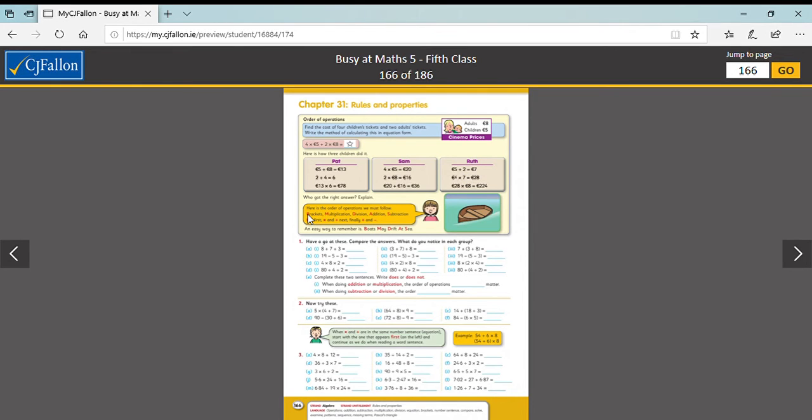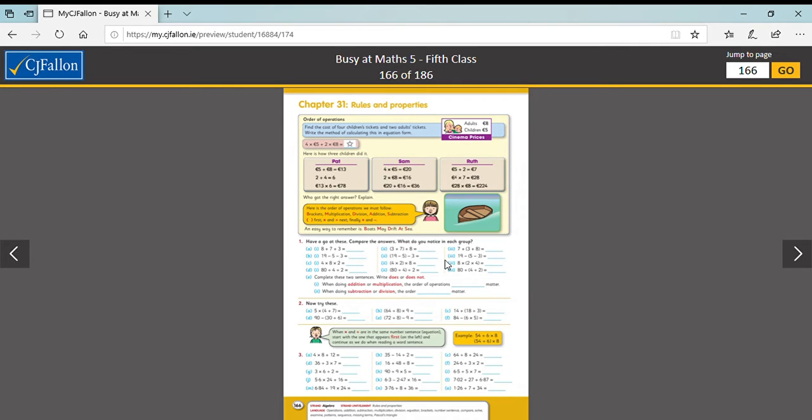So it's very important to respect the order of operations. You do your brackets first, then multiplication or division, whichever comes first in the sum, reading it from the left, then addition or subtraction, again reading from the left. And there's a little saying here for you: boats may drift at sea, like that one that washed up down in Cork, the MV Alta.